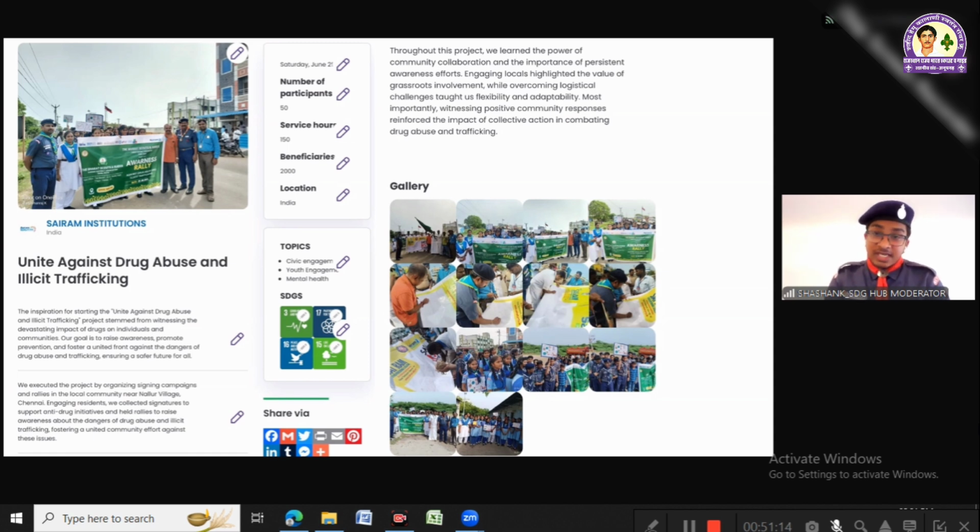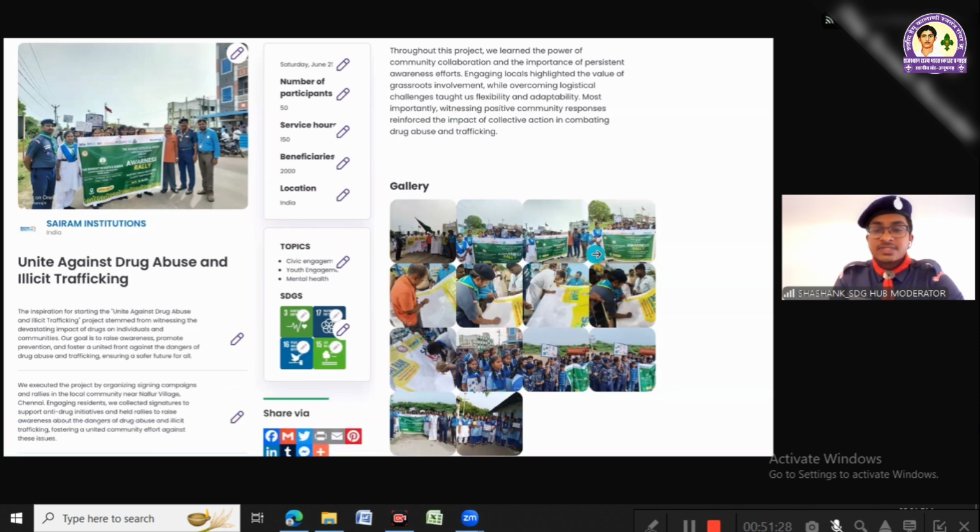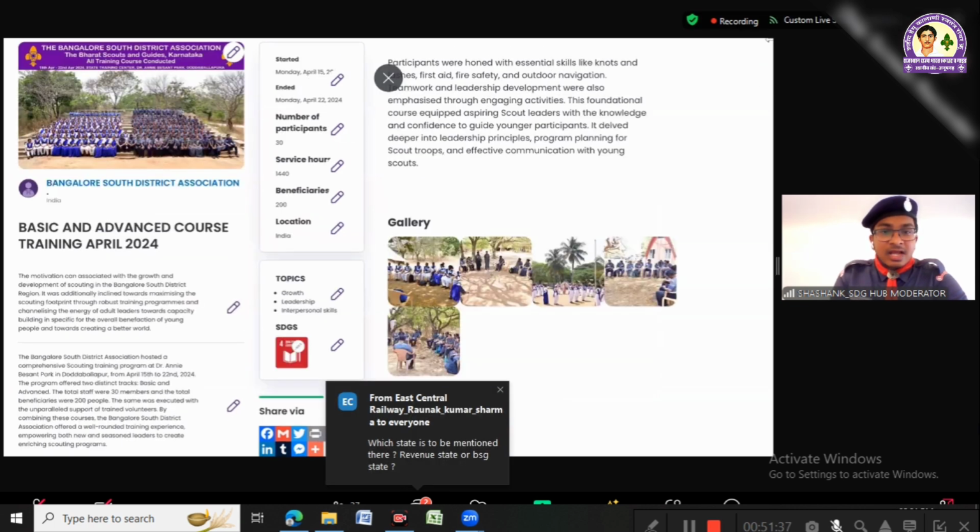You can see the content, you can see the photographs, especially the action photographs, indicating that specific actions were taken during the course of the event. And this is one more service project where around 30 different participants were involved. If you see the photograph, you will be shocked. You will say, there are more than 30 people.